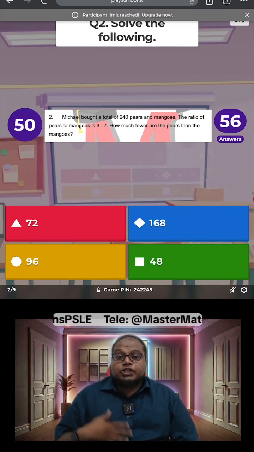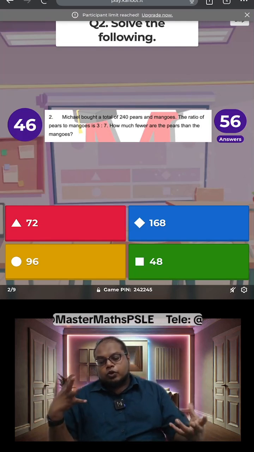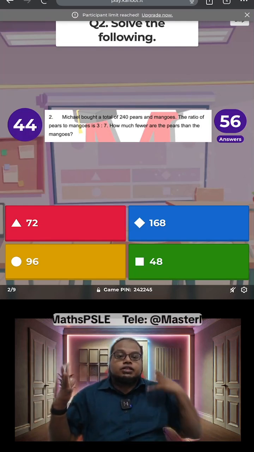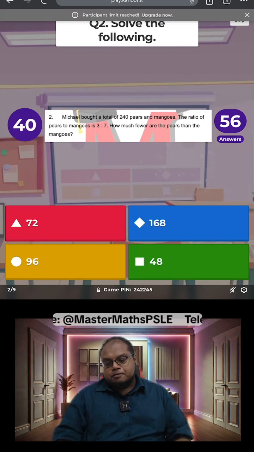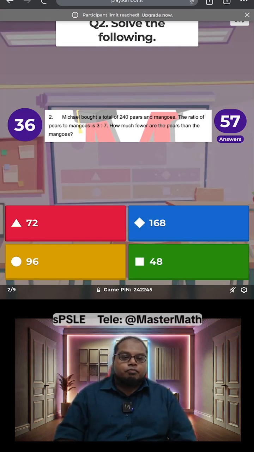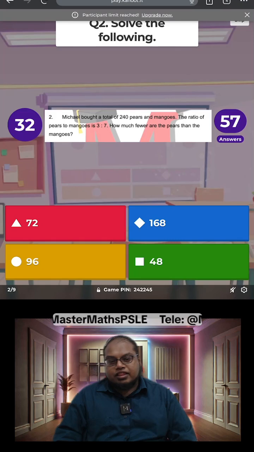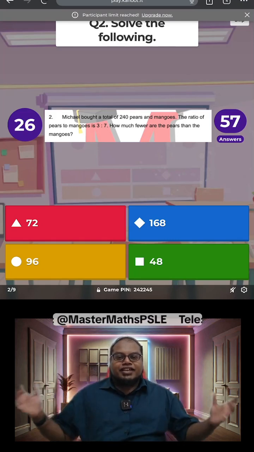Okay, remember ratio is like units. 3 units, 7 units. So we know 3 units is the pear, 7 units is the mango. So how do we find the difference? And how many units is that 240? Tristan is giving you all the first step there. Okay, 30 more seconds. Come on, Tristan, don't give out the whole thing.